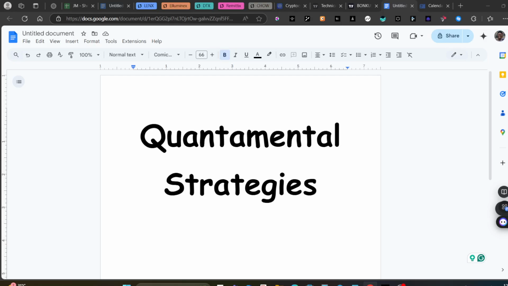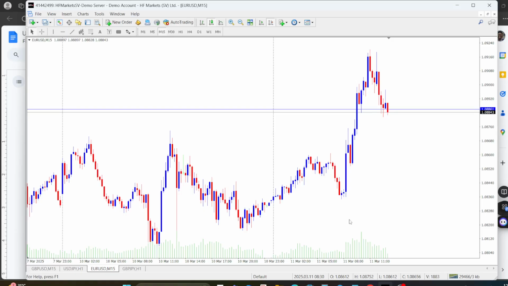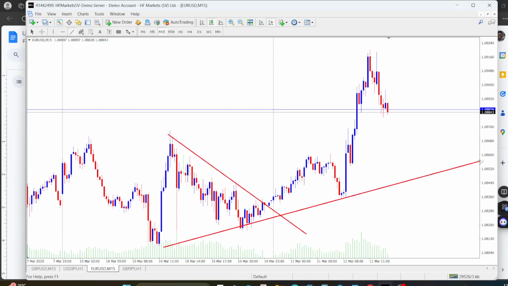Now, quantitative analysis is all about numbers, data, and statistical models. Traders using this method rely heavily on price data, trading volumes, and other technical indicators to inform their decisions. It's often automated, involving complex algorithms to spot patterns and forecast market behavior.